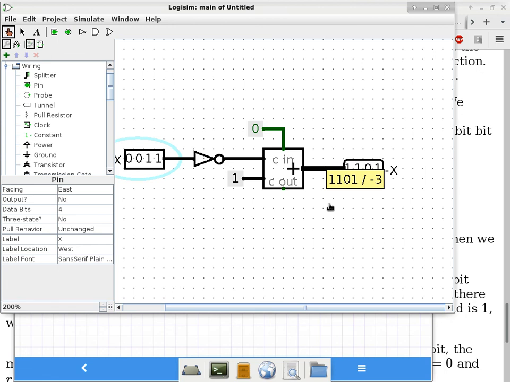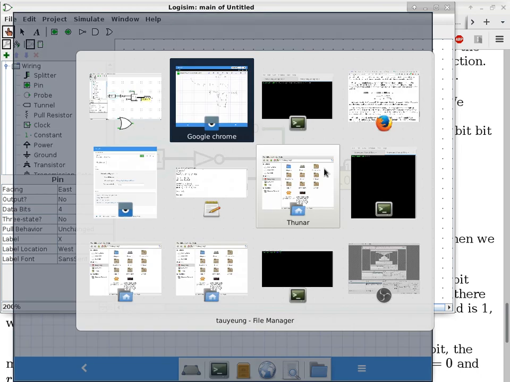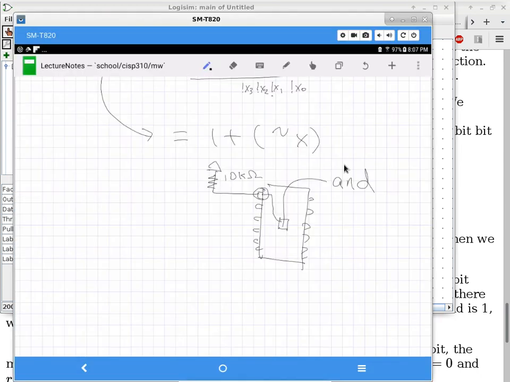Okay, so after the not here, this is 1100. 1100 is -4, not -3. And that's why we have to add 1 to make it -3. So I always have to add 1 to flip the sign? Yes, that's how 2's complement works. But the rationale behind 2's complement has to do with this trick that I was trying to illustrate here.